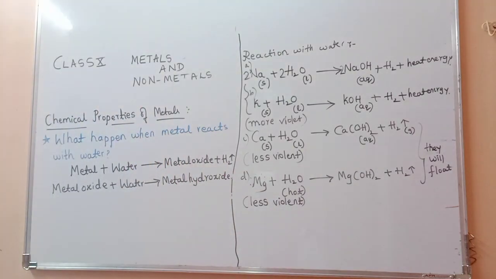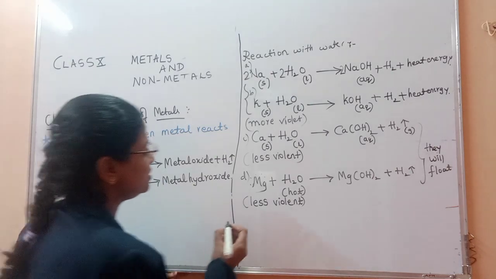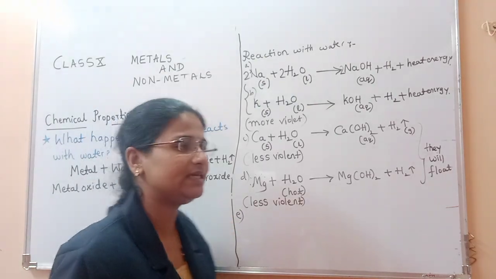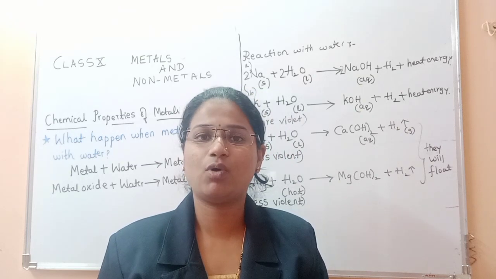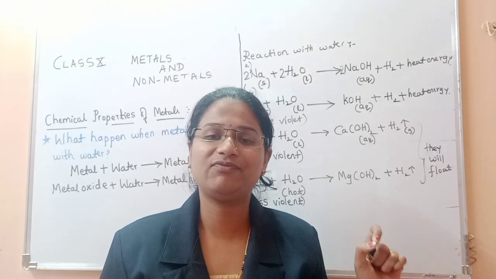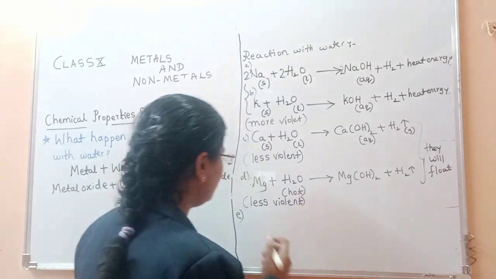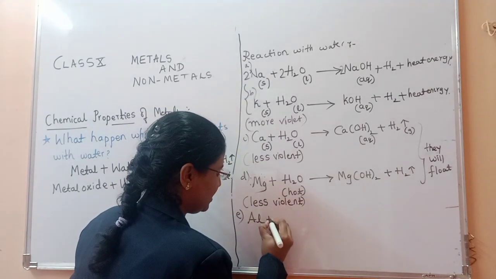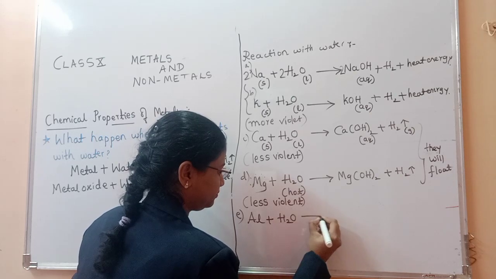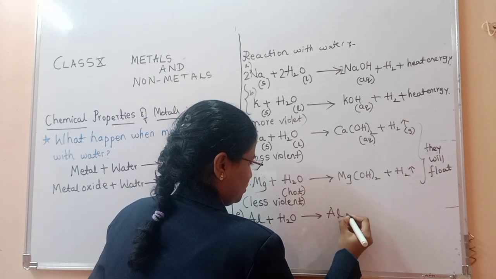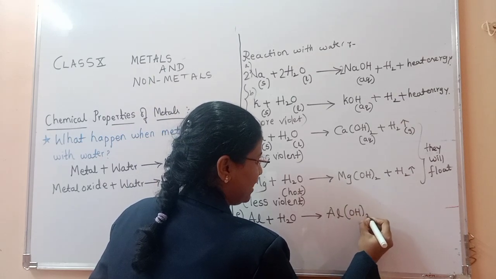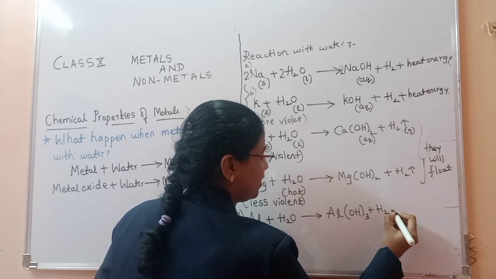Next we have certain metals like aluminium, zinc, iron. They will not readily react with the water. They will react with the water, but when water is in the form of steam. So when aluminium reacts with the water, we will get aluminium hydroxide with the liberation of hydrogen.